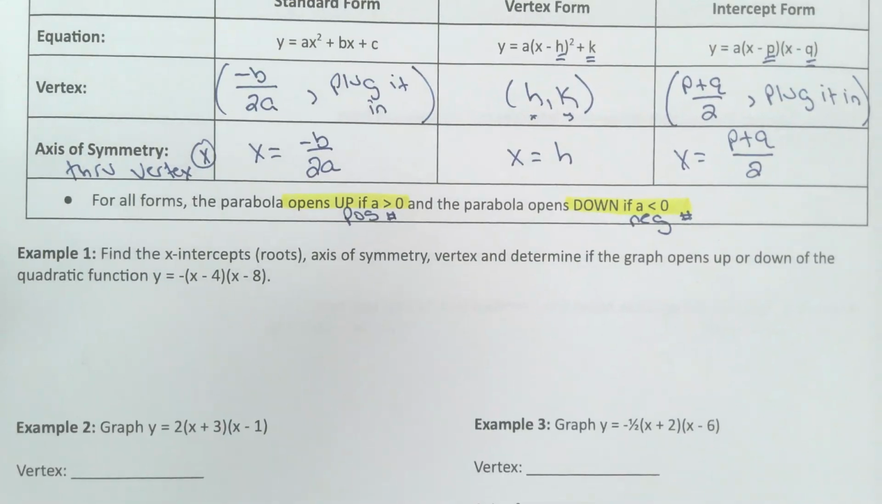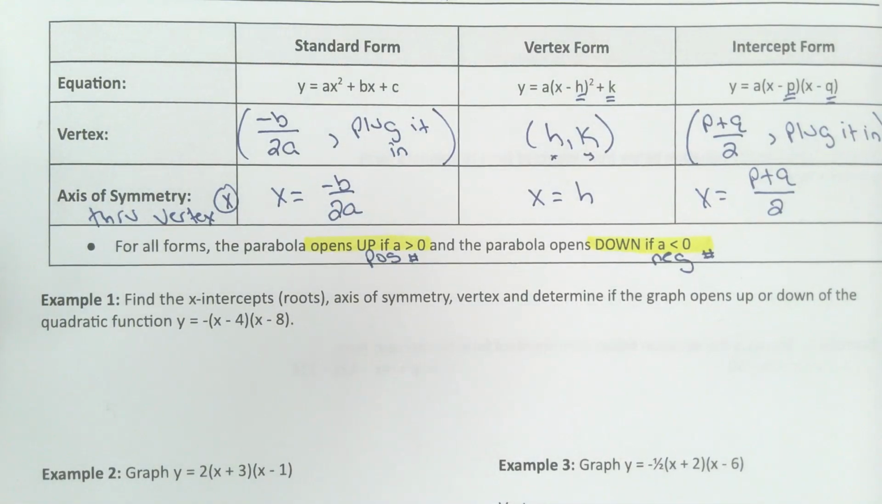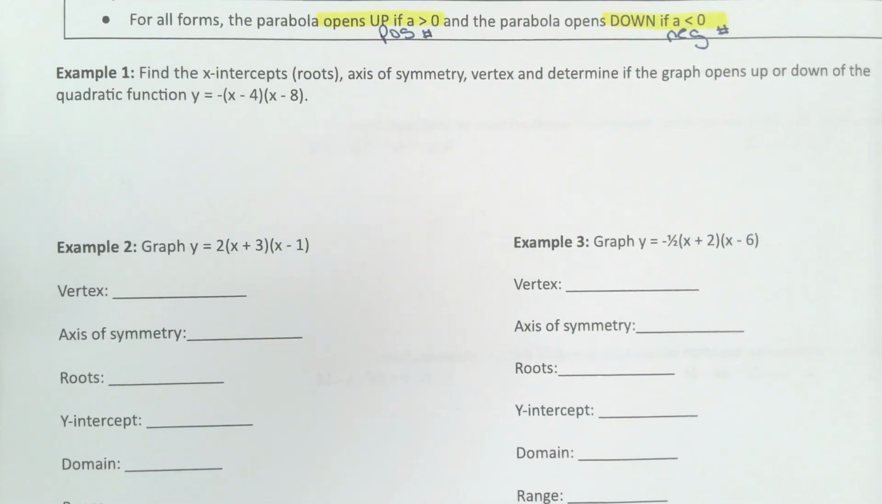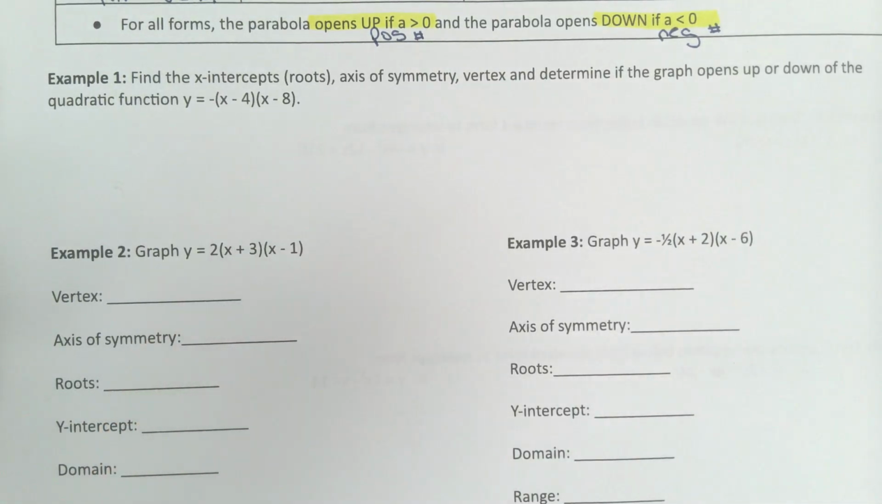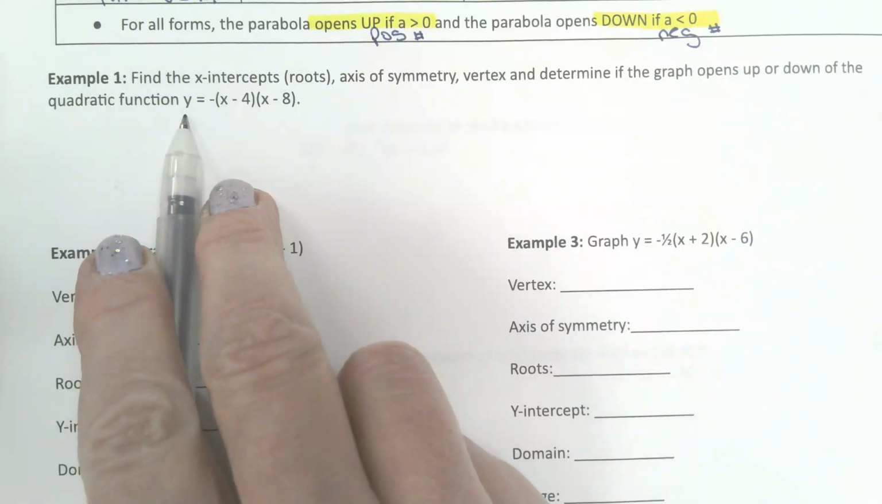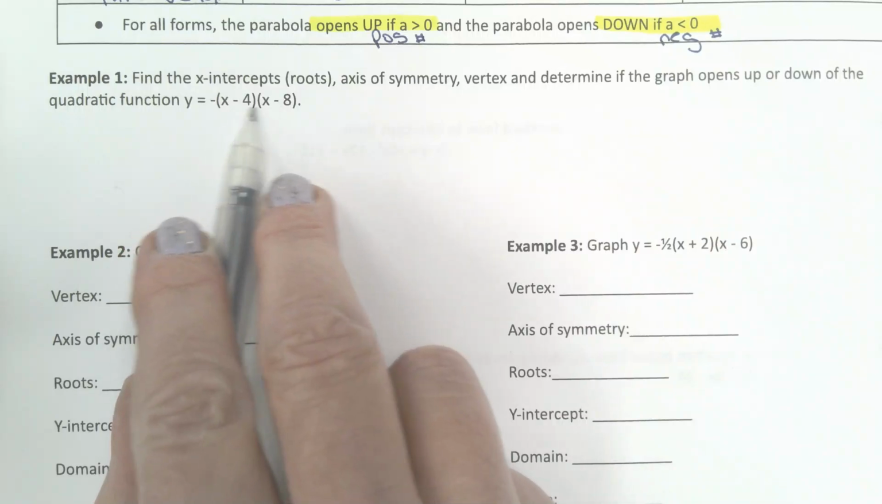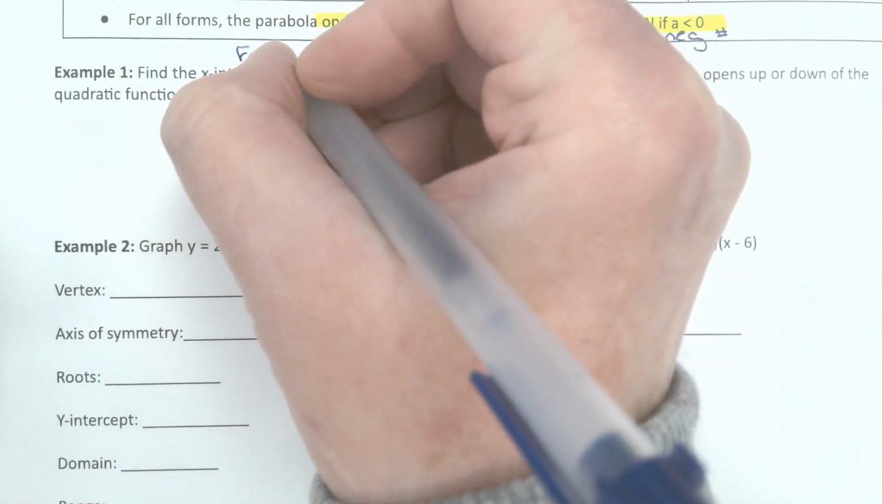All right, so we're going to graph from intercept form today. So we want to find the x-intercepts, the roots, and all kinds of stuff. If it's in intercept form, that means it's in parentheses. So intercept form means that it is in the factor form.